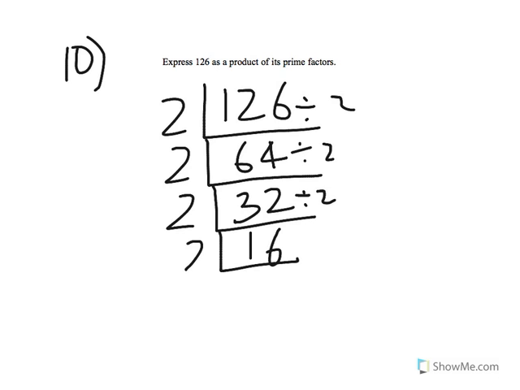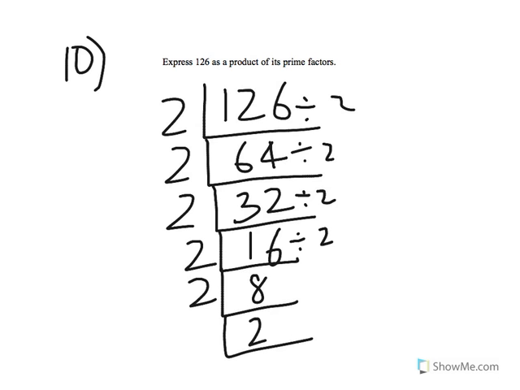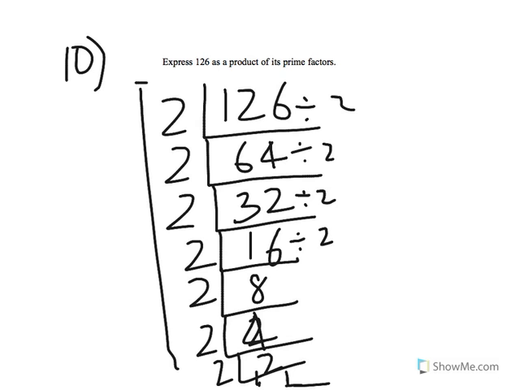Now 16 is also divisible by 2. And so you're going to divide that by 2, write it below again. 8 is again divisible by 2. You're going to write that below, and that's going to be 4. And 4 is also divisible by 2. You're going to write 2 there, and 2 is divisible by 2, and you're going to end up with a 1.